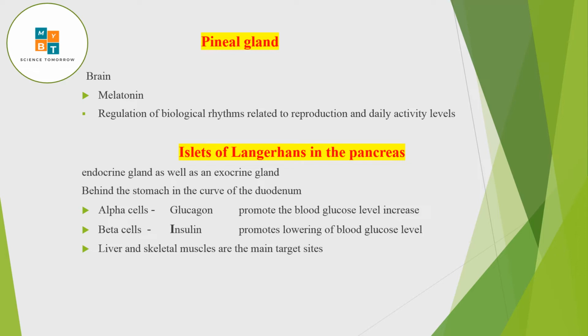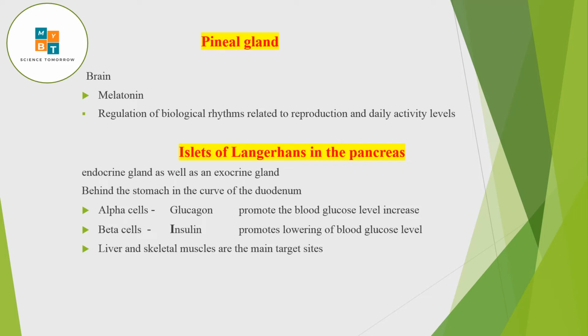When we consider the pancreas, the pancreas is an endocrine gland as well as an exocrine gland. That means it will secrete hormones. Also, the pancreas, apart from the Langerhans islets, secretes other enzymes, so it also acts as an exocrine gland. We know that an endocrine gland doesn't have a duct, but an exocrine gland, the exocrine part, has a duct.